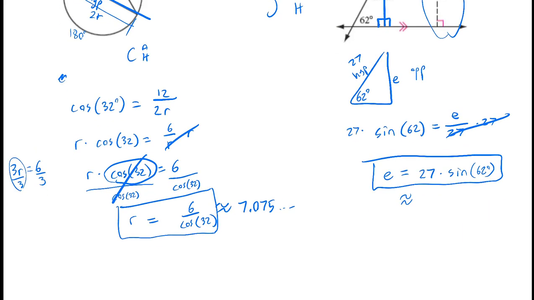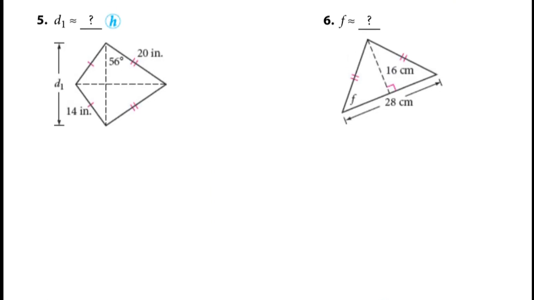That's 23.839. Okay, and you round to whatever amount you want here. All right, so in this one, we have a kite.